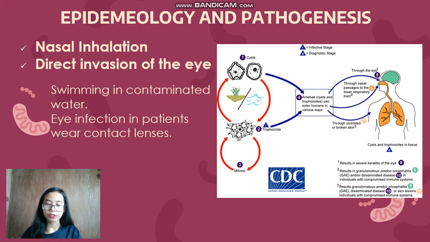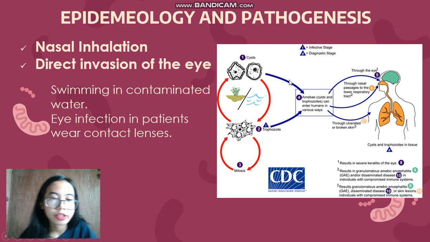So the life cycle of Acanthamoeba is this. Acanthamoeba can multiply by mitosis and increase in number. Both cysts and trophozoites are infectious. So remember that the infective stage is the cyst and the pathogenic stage is the trophozoite.